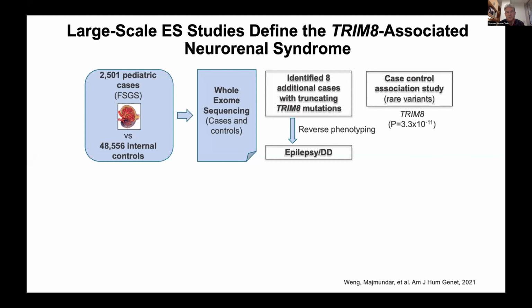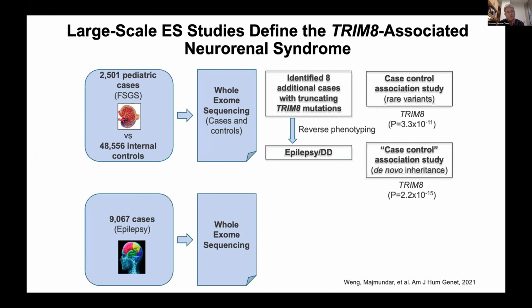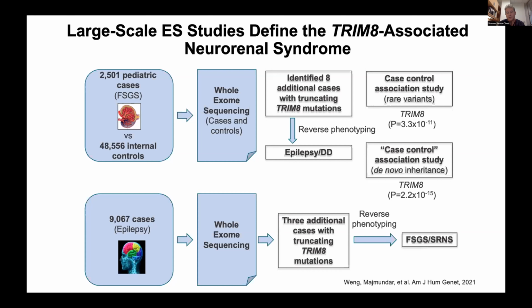We looked at the reverse phenotyping. Every single individual in this cohort had epilepsy or developmental delay, so linking together the 2 phenotypes. So now, from another doctor, we get to the fully recognizable syndrome. And when we look at the parents, for every individual who had parents available, the mutation was de novo. So by leveraging this large cohort, we basically establish causation, but we can also establish it the other way. We looked at 9,000 individuals with epilepsy, again with exome sequencing on all of them, and we identified 3 additional cases with truncating mutations in TRIM8. And when we did the reverse phenotyping, all of them had FSGS or steroid-resistant nephrotic syndrome. So again, this is proof of how you can find the needle in a haystack by leveraging this large cohort when you have a very defined gene and genetic mechanism underlying, like de novo mutation.